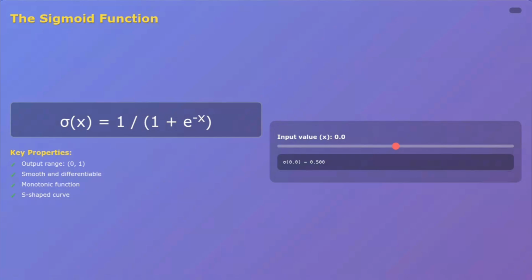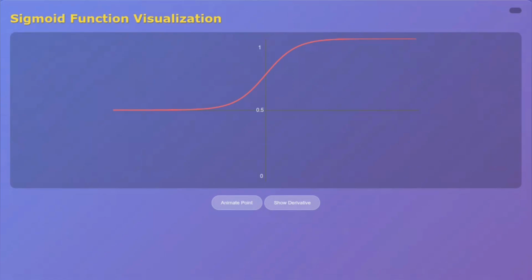Mathematically, it's defined as sigma of x equals 1 over 1 plus e raised to the power of negative x. Let's break this down step by step. We start with e raised to the power of negative x. Add 1 to that result, then take the reciprocal. The beauty of this function is its output range. It always produces values between 0 and 1, making it perfect for binary classification problems where we need probabilities. As x approaches positive infinity, sigmoid approaches 1. As x approaches negative infinity, sigmoid approaches 0.